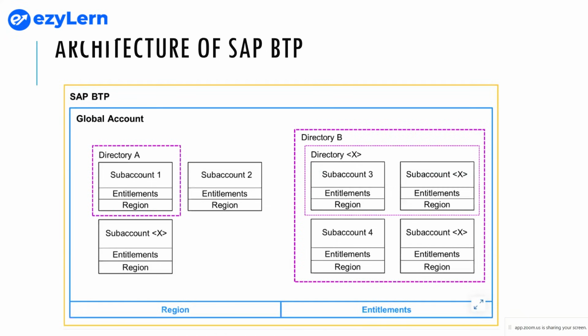What are you entitled to use services? Then you also have regions. Now you can deploy your applications in different regions. So each region will represent a geographical location. Like I said before, you have US East, US West, Europe, Singapore. So where you want to host your applications, data, or any services, you can host it there.